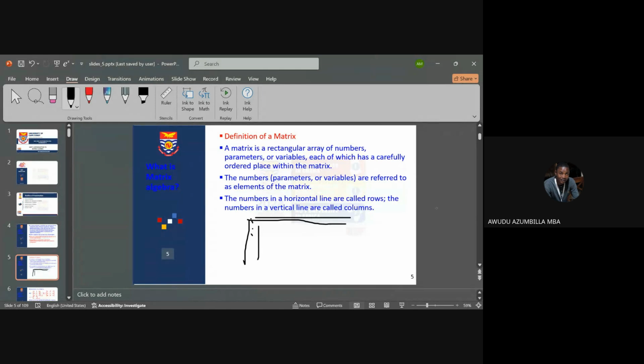So the confusion starts from here: the rows and columns, how we always interchange them. Let's settle it once and for all from here. On the horizontal, they are called rows. On the vertical, they are called columns.